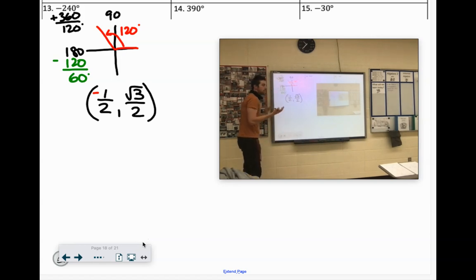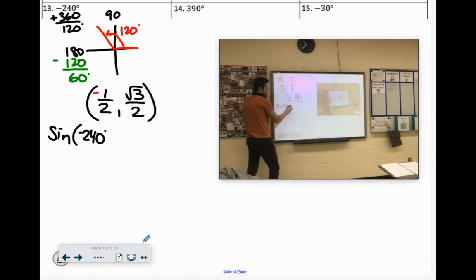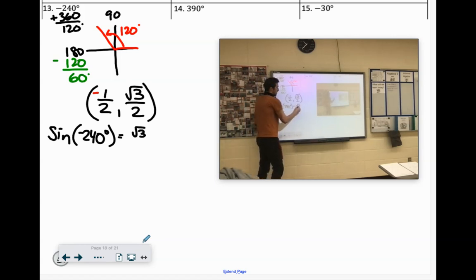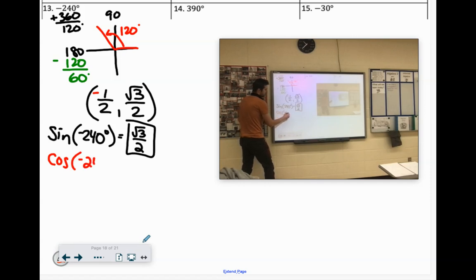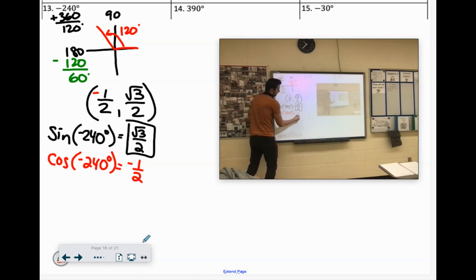Now this makes it pretty darn easy to find the sine, cosine, and tangent. So sine of negative 240 degrees, and sine is just our y-coordinate, root 3 over 2. Cosine is just our x-coordinate. And our x-coordinate is negative 1/2.